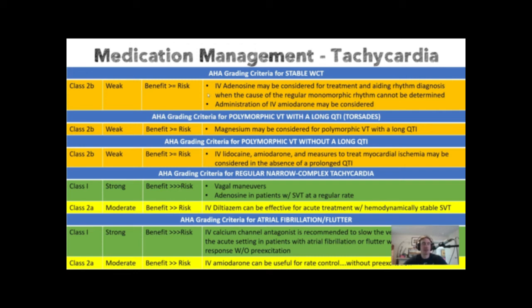They say that the benefit is greater than or at least equal to the risk. And this is pretty well established, this is what everybody does for wide complex tachycardia. They say that IV adenosine may be considered for treatment and aiding rhythm diagnosis when the cause of a regular monomorphic rhythm cannot be determined. So we have said that for ventricular tachycardia, wide, fast, regular, just assume that it's VTAC. VTAC until proven otherwise.